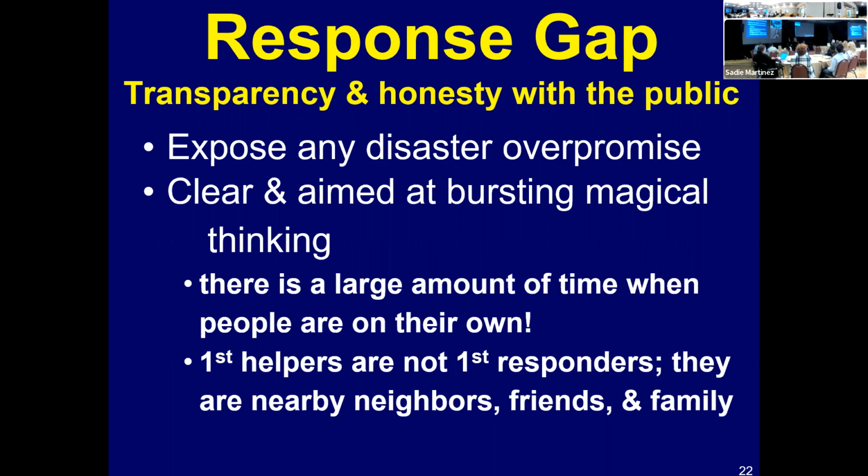So our messaging needs to be very clear and aimed at popping the magical thinking bubble about registries. We need to expose the overpromise that police, fire, and other first responders will instantly arrive when they will not. There's a long response gap. So it's important to cope with this gap in terms of your own need for personal planning with neighbors, friends, and family. And that's what a real plan involves. Relying on neighbors and reminding neighbors and working with neighbors to check on each other.